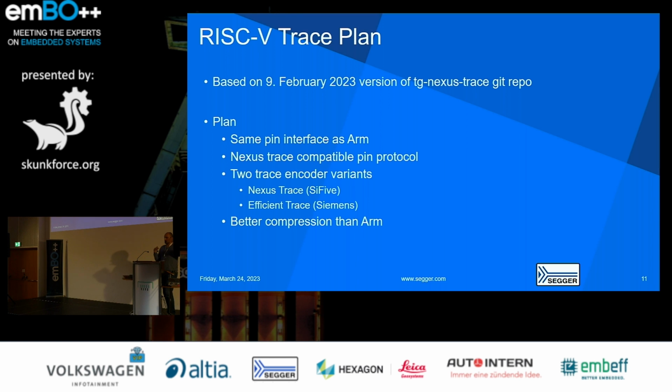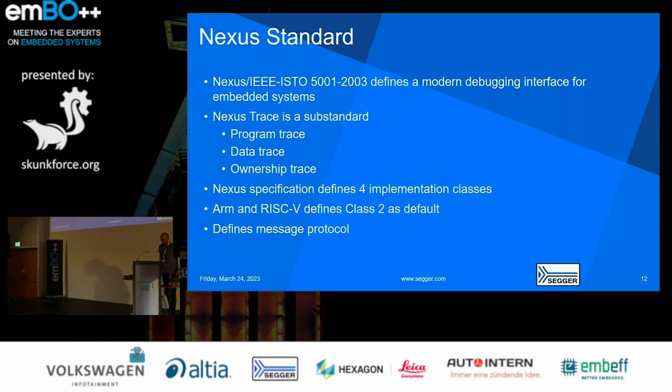But what you can do is you can replace your encoder. That is why this Siemens encoder is also in the standard. So you can choose which encoder you want, but the rest of the flow will be the same. And one of the goals was, okay, let's find a better compression than ARM. So let's see how they do.